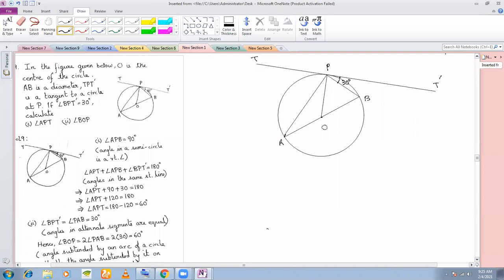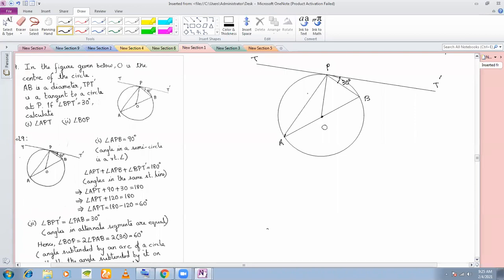This is the given figure. It is said in the figure given below, O is the center of the circle. AB is the diameter, so the line passing through the center has to be the diameter. TPT dash is a tangent to the circle at P. So TPT dash is a straight line which is a tangent at the point of contact P. Angle BPT dash is equal to 30 degree.